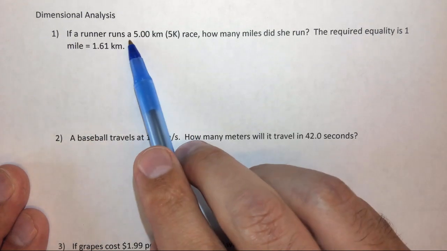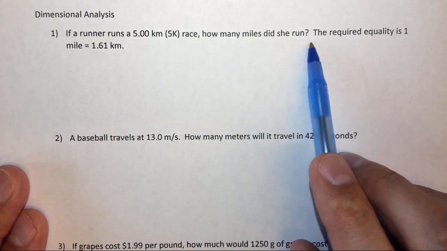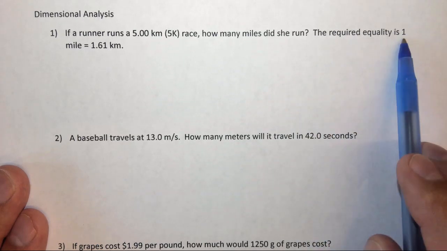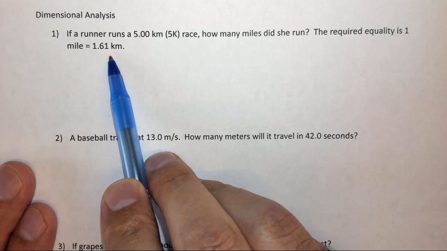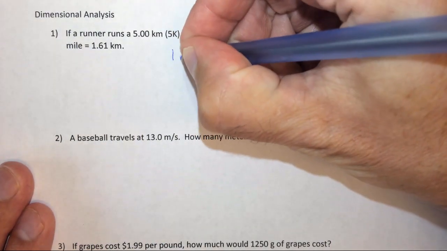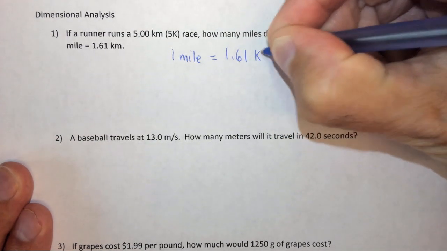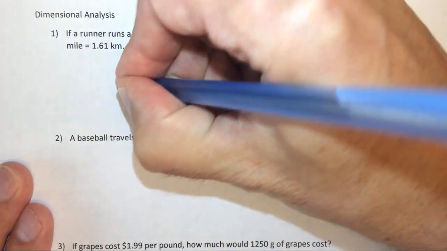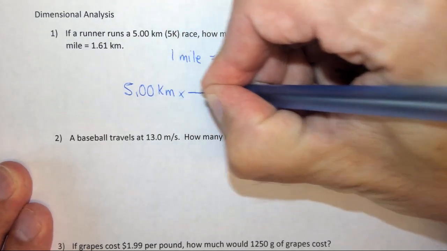It says if a runner runs a 5-kilometer race, a 5K, how many miles did she run? The required equality is 1 mile equals 1.61 kilometers. So we have the equality 1 mile equals 1.61 kilometers. Starting with 5.00 kilometers times.